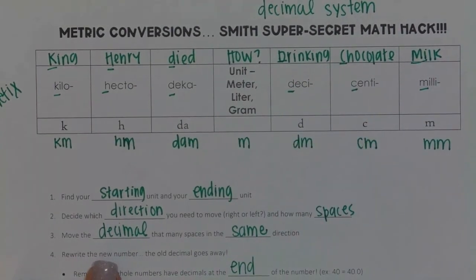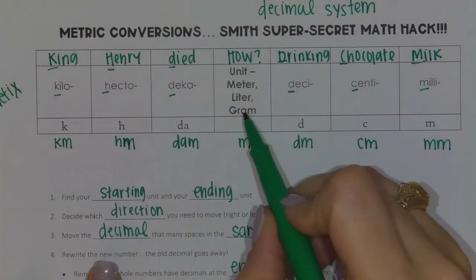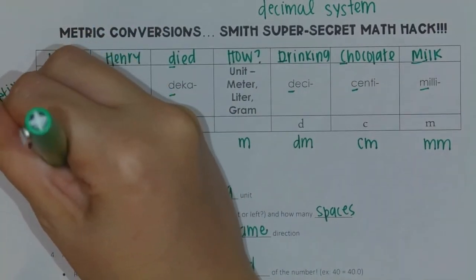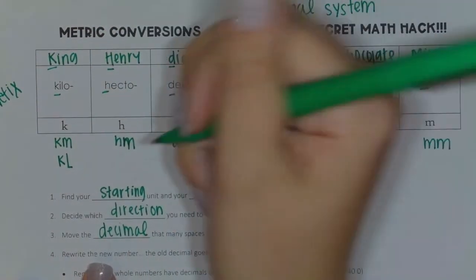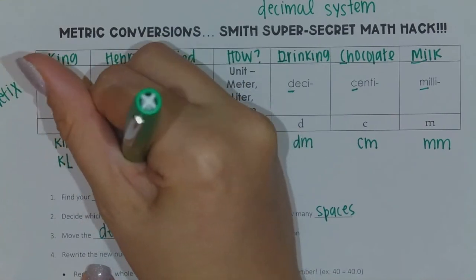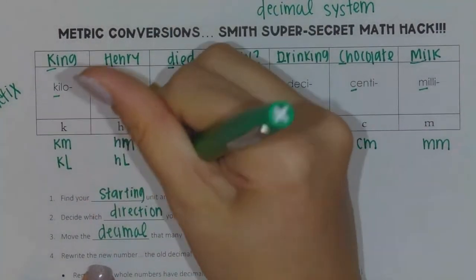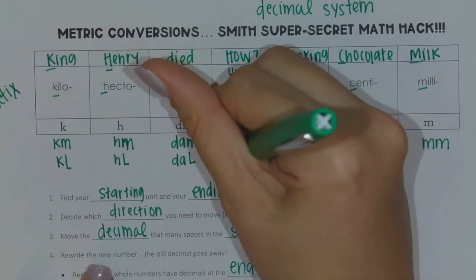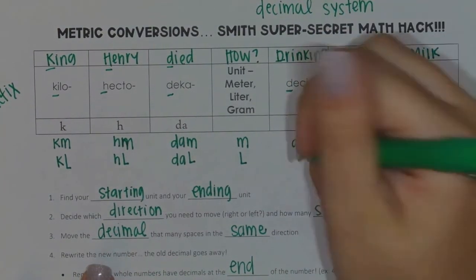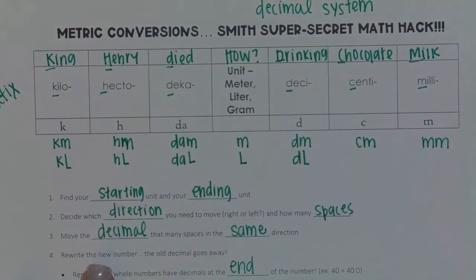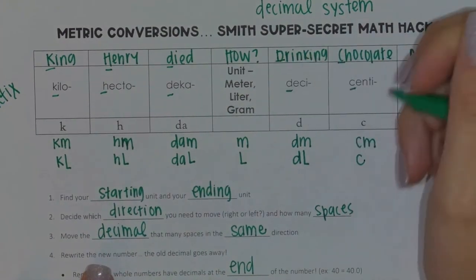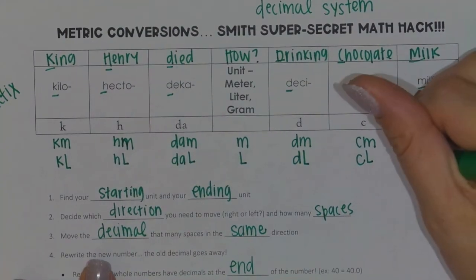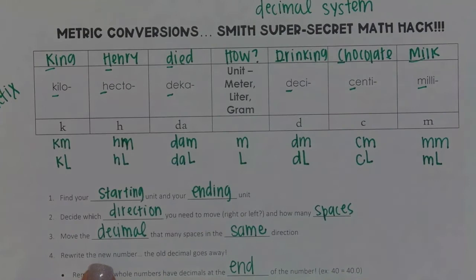Moving on to liters. Now, liters are a little bit special with their abbreviations because we always need to capitalize the L. So a kiloliter would be lowercase k, capital L. A hectoliter would be lowercase h, capital L. A decaliter would be lowercase da, capital L. A regular liter, just capital L. Deciliter, lowercase d, capital L. Centiliter, lowercase c, capital L. Milliliter, lowercase m, capital L.